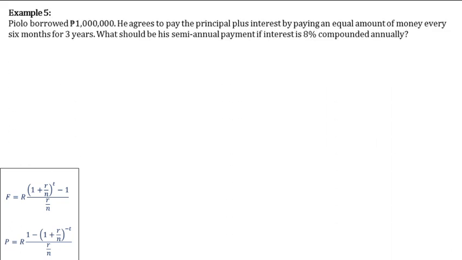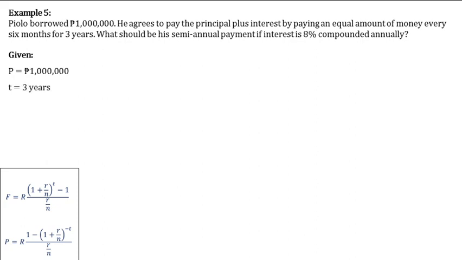So, another example. Piolo borrowed 1 million pesos. He agrees to pay the principal plus interest by paying an equal amount of money every 6 months for 3 years. What should be his semi-annual payment if interest is 8% compounded annually? So, first, let us find the given. He borrowed 1 million. This means the present value is 1 million.